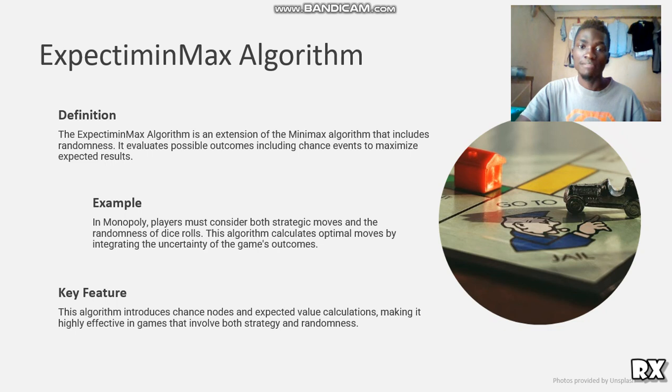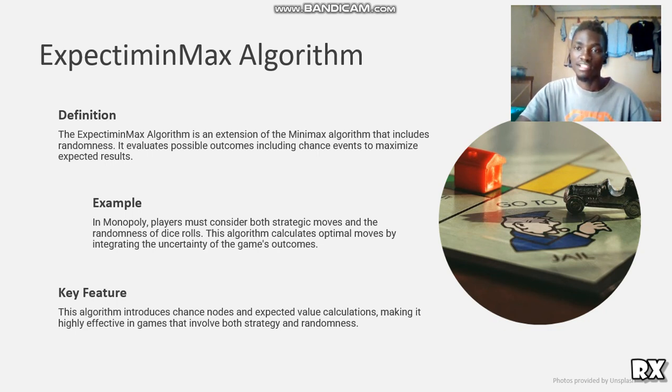So the algorithm calculates optimal moves by integrating the uncertainty of the game's outcomes. Player Y, the minimizer, is looking for either a draw or to reduce the success of player X, who is the maximizer, but this is all done within randomness, like the dice roll in the Monopoly game. The key feature is that this algorithm introduces chance nodes and expected value calculation. That is the dice rolls.